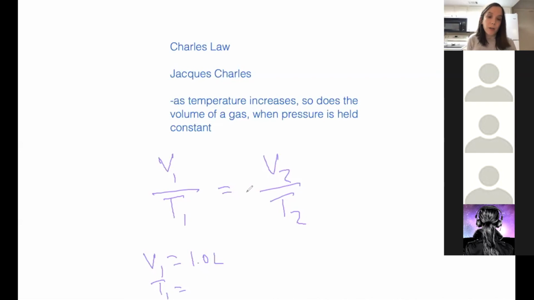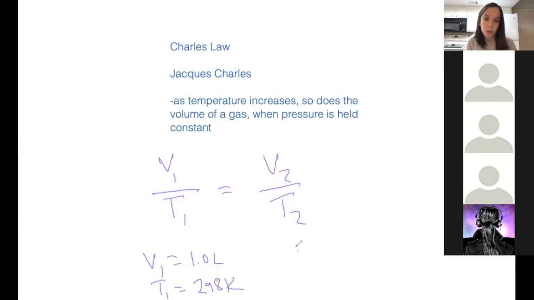Now, one thing about this is you have to use Kelvin. Did we go through converting to Kelvin in this course? No, we didn't. Okay, we'll have to go through that too. Because you couldn't use Fahrenheit or Celsius, you have to use Kelvin. And room temperature is about 298 Kelvin.